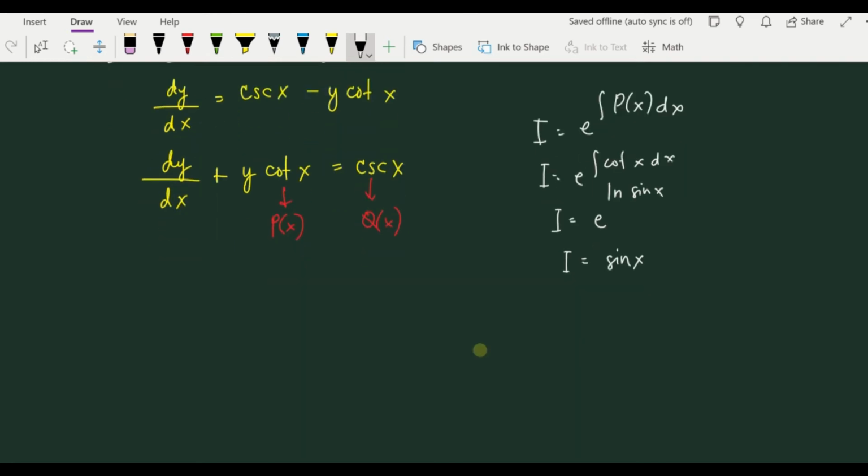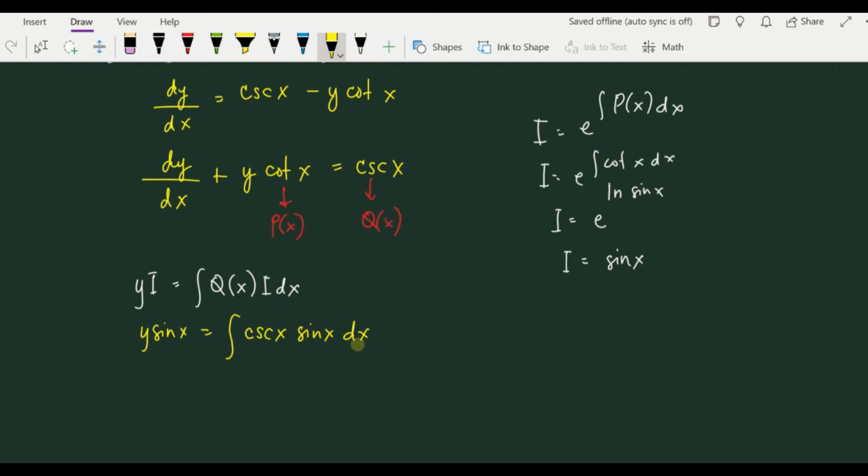Okay? So, balik lang tayo dun sa ating general solution na y times I is equal to the integral of q of x times I dx. So, substitute lang natin. So, y, ang I natin is sin x. So, sin x equals integral of, ang q of x is cosecant x, then ang I, sin x dx.